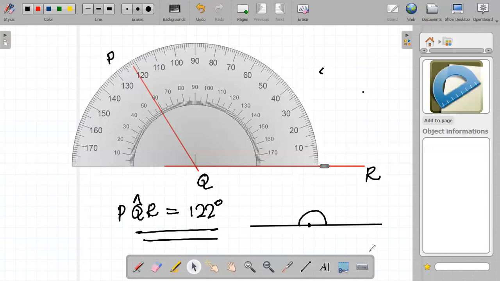Excellent. Then the fifth one, Shinal, it is XYB. XYB angle. You please tell me XYB. I want the magnitude. 60? No, no. XYB. XYB angle.